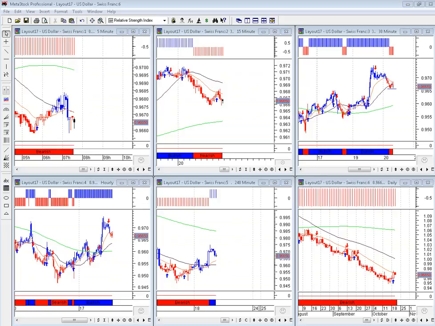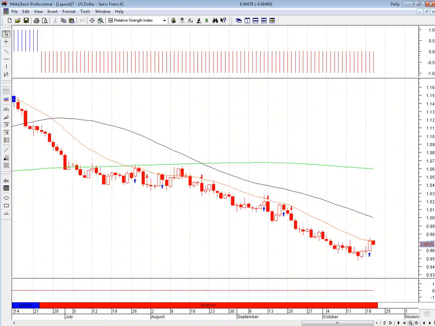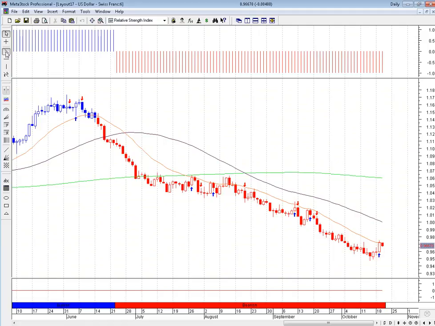For the 20th of October 2010, I have the US dollar against the Swiss franc in front of me. I'm just going to have a look at the daily time frame. You'll notice that the US dollar gained strength over the past couple of days against the Swiss franc, and what it's done now is it brought it to levels where it's testing the 20 period moving average as well as the downtrend for this pair.